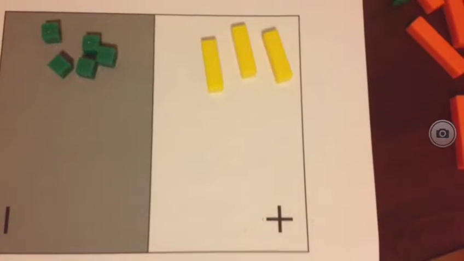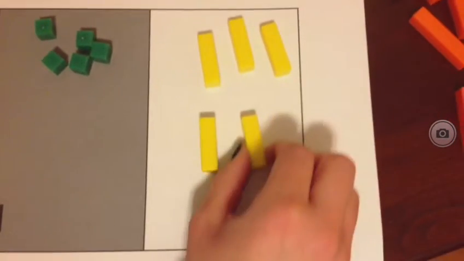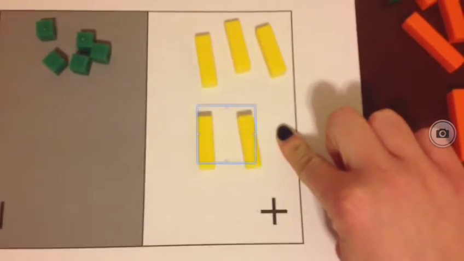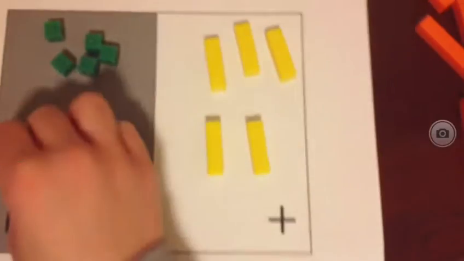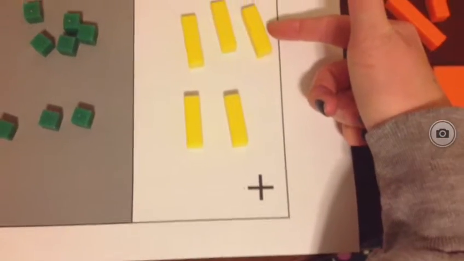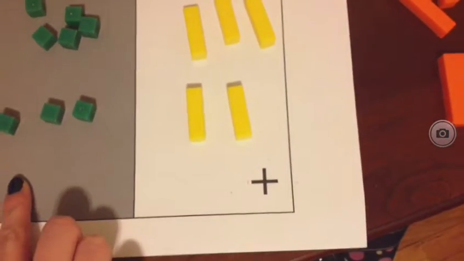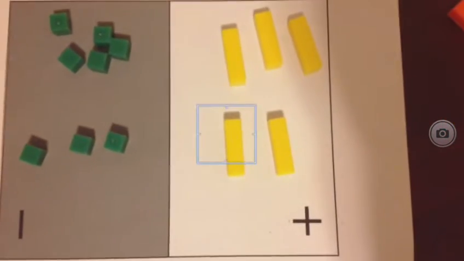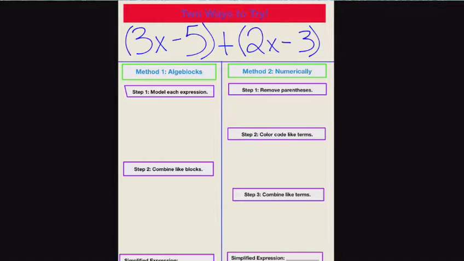Now we're going to show 2x minus 3. So again, our 2x is still positive, so I've got my 2x over here on the positive side, and then minus 3, so I'm going to put 3 green cubes over here on my negative. So again, my top expression is shown here, 3x minus 5. And then down here we've got 2x minus 3. Go ahead and take a picture. And drop that into GoodNotes.